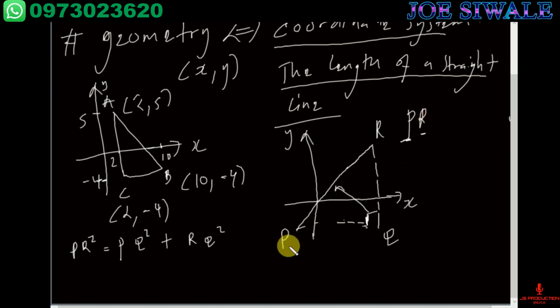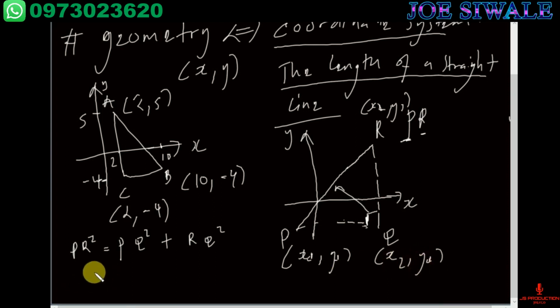So we can say the coordinates of P can be (x1, y1), since it is starting at point P. Since it is ending at point R, point R is going to be (x2, y2), and Q is going to be (x2, y1).